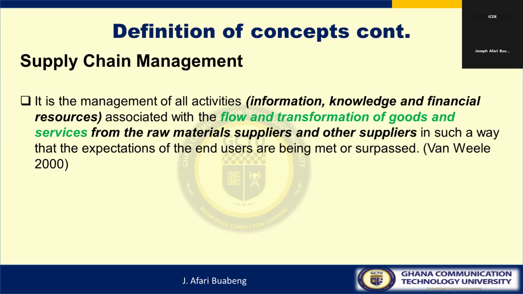Activities like the information that has to move from one point of the chain to the other, the knowledge, the financial resources that move from one point of the chain to the other. Once we manage this information, specifically we are focusing on the things that are associated with the flow and transformation of goods, not the other side. If it doesn't have anything to do with the flow and transformation of goods and services, it doesn't concern supply chain management.